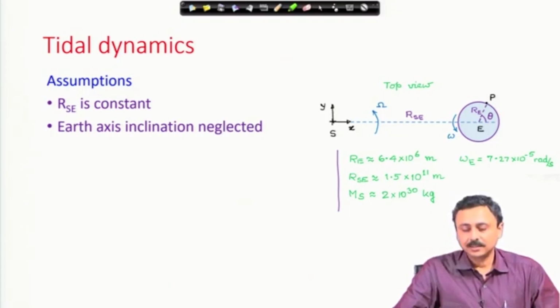Mass of the sun is 2 × 10^30 kilogram, and omega, the spin speed of the earth, which we have calculated even before, is 7.27 × 10^-5 radian per second. That is the spin speed of the earth.